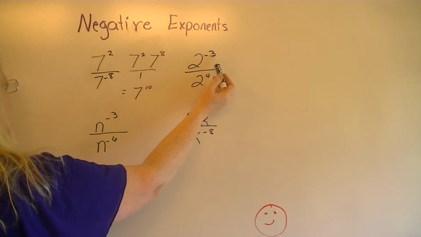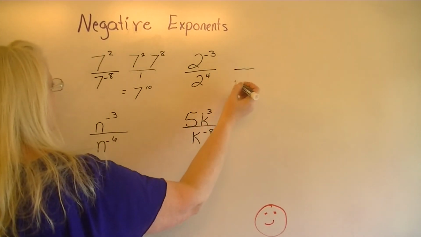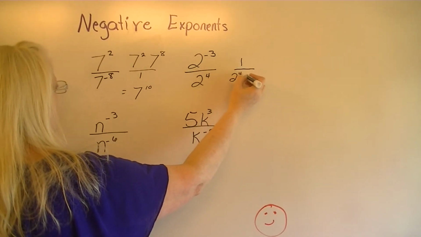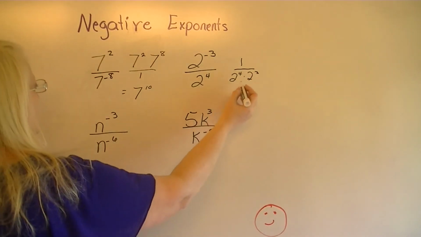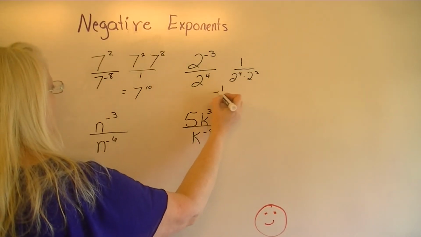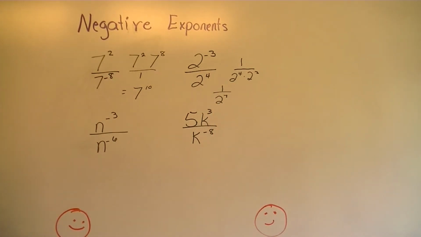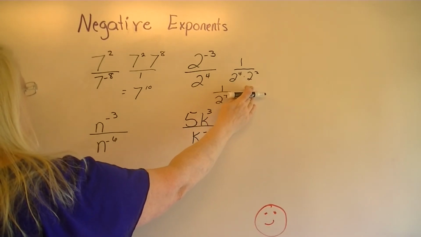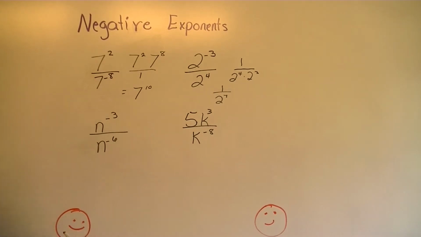Here, the negative 3 needs to go down in the denominator, so that's going to leave a 1 on top, and then I'm going to have 2 to the 4th times 2 to the 3rd power. And so if I combine those, that's going to be 2 to the 7th power. If you remember the rule about multiplying bases and exponents, when you multiply the same base, you add the exponents.